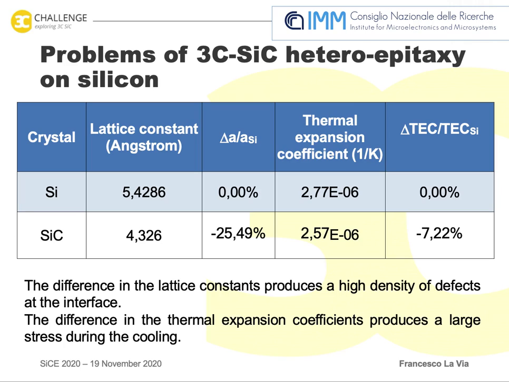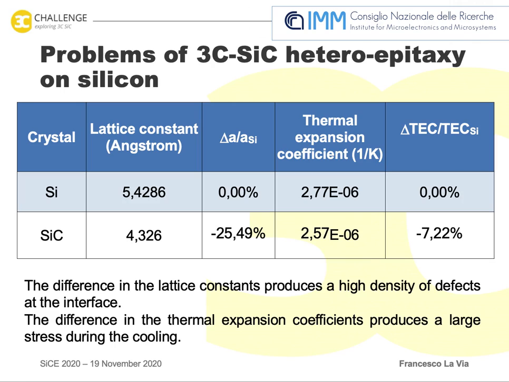Actually, it's not possible to grow a bulk wafer of 3C silicon carbide, and this material is typically grown on a silicon substrate. This gives the advantage that large wafers can be directly obtained using the large silicon wafers, up to 12 inches in diameter. The main problem of this technology is the large difference in the lattice constant between the two materials, which produces a high density of defects at the interface.